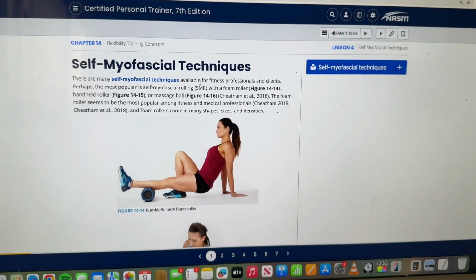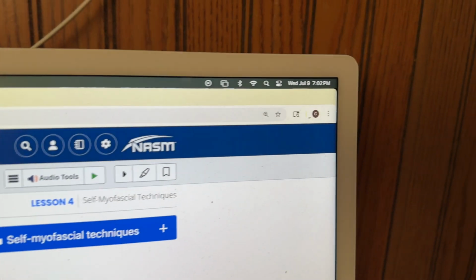Chapter 14, lesson 4, self-myofascial techniques. 7 pages. 7:02. Probably take me the whole hour depending on how much reading I have to do. So I'll be back at hopefully 8 o'clock. Then we'll be done with lesson 4 and then we're halfway done. So I'll see you guys in an hour. All right guys, chapter 14, lesson 4 is done. 7:49. 2 questions. Here we go.